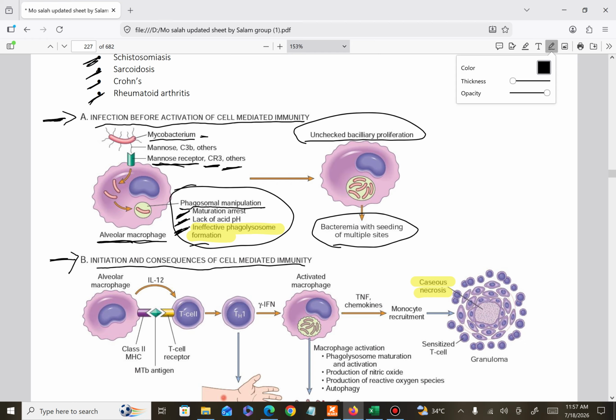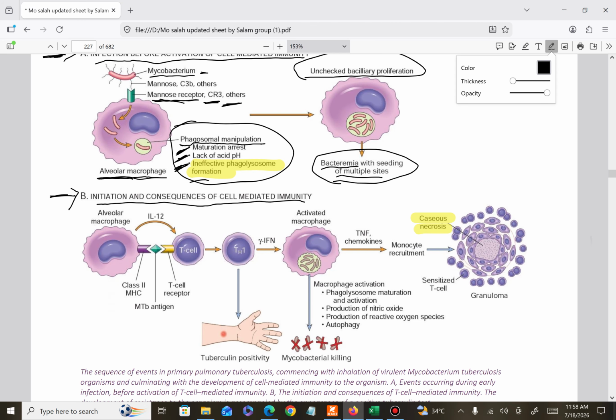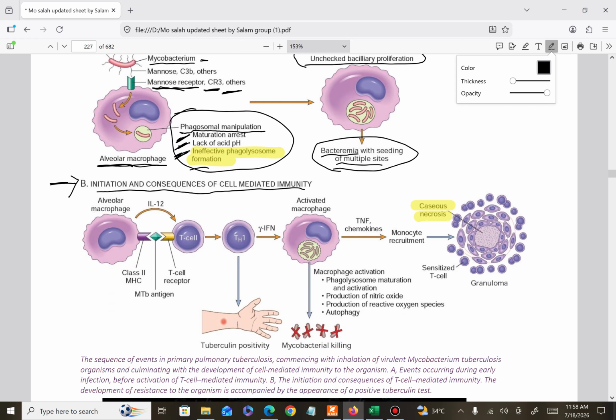So as the mycobacterium causes maturation arrest and prevents acidification of the phagosome, it proliferates inside the macrophages and survives there for a long time. Then it causes bacteremia with seeding of multiple sites. So this is the first step. Then the second will be the consequences of cell mediated immunity.